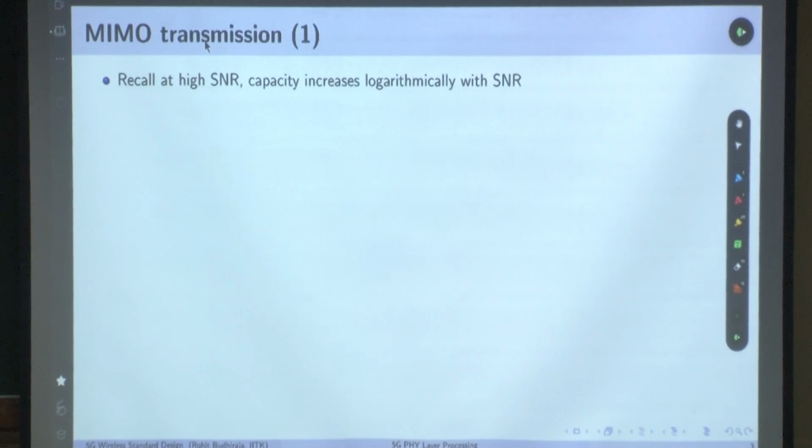Now, what we are going to focus on from now is this MIMO transmission, and where it is applicable is basically at high SNR. What we showed in this case was that if the system is operating at high SNR, the capacity increases logarithmically with SNR. It's basically log to the base 2 of the SNR. If you increase SNR by a factor of 16, then the capacity increases only by a factor of 4. So increasing SNR is not very impressive if the system is already in the high SNR regime.